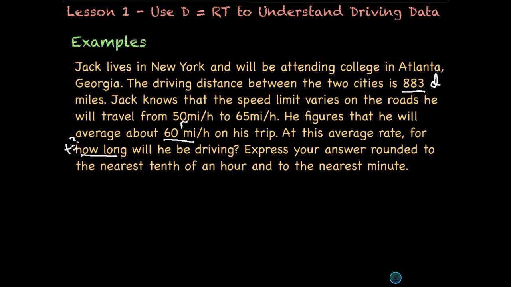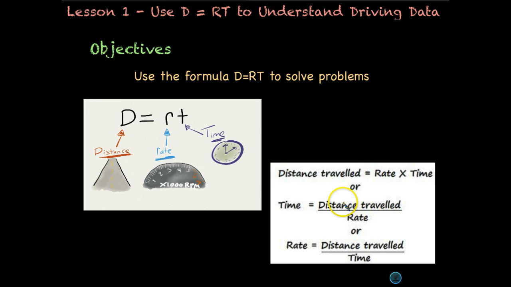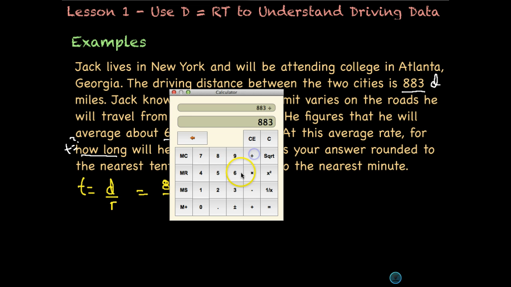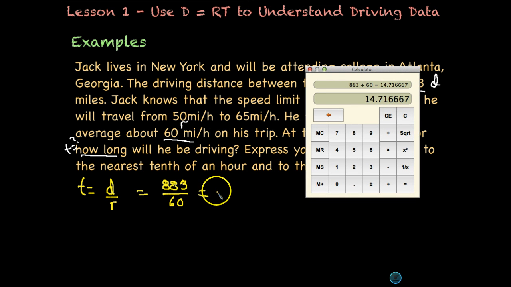So remember that we can use our formula rewritten for time as distance divided by rate. So time is going to be distance divided by our rate. Well, our distance we said was 883 miles, and our average rate that he expects to drive is 60 miles per hour. If we put this in the calculator, we get a time of 14.71667 hours. Well, this doesn't tell us how many minutes. We know it's 14 hours and then a 0.716667 of an hour.